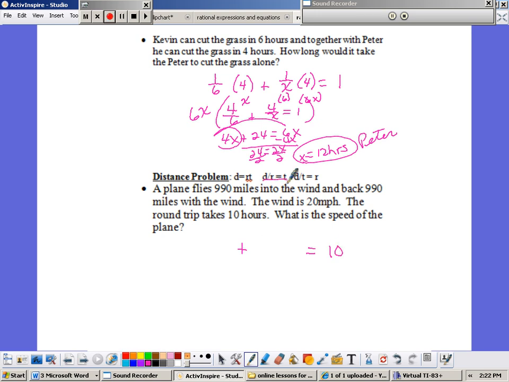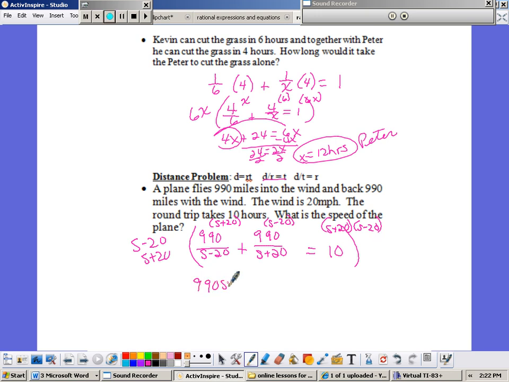So we're doing our time, d over r. So we have 990, and we're flying into the wind, so that's speed minus the 20 wind. And we have 990, and we're flying with the wind, which is speed plus 20. Common denominator, s minus 20 and s plus 20. This picks up an s plus 20. This picks up an s minus 20. This picks up an s plus 20 and an s minus 20.